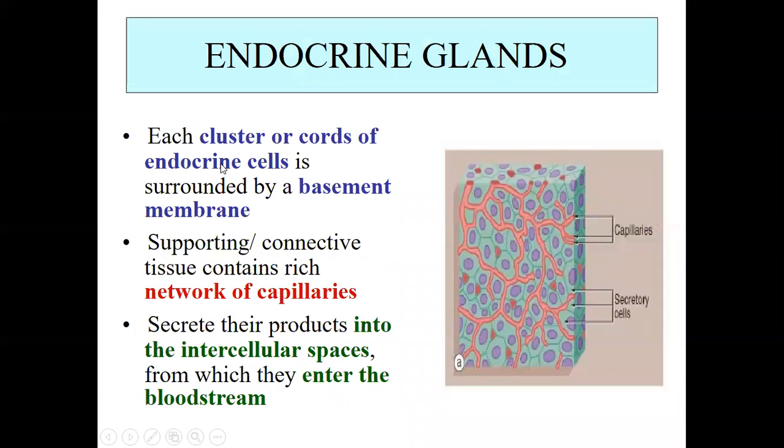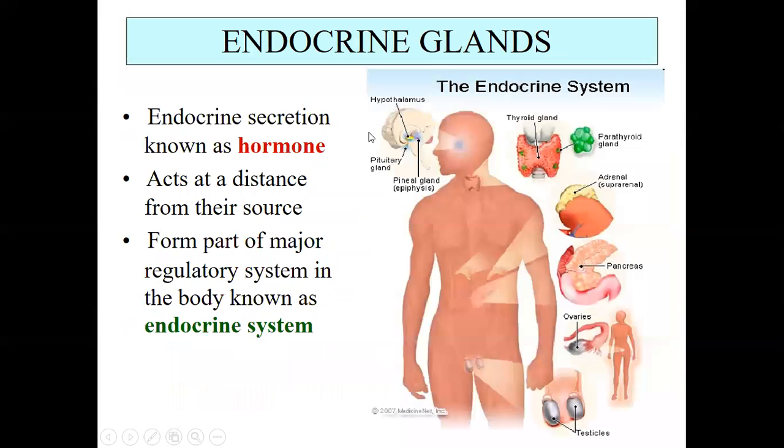For the endocrine gland, each cluster or cord of endocrine cells is surrounded by the basement membrane. The supporting connective tissue contains a rich capillary network. So you can see here, they have a rich capillary network. The secretory product goes into the intercellular space and later will go into the bloodstream. So that's why it is dependent on this capillary network.